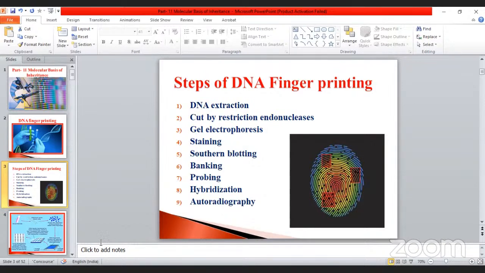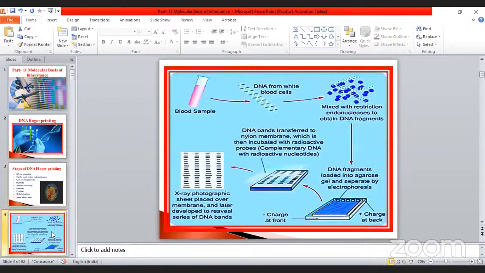Okay, next slide, you can see it. What are the simple steps they followed? See, first there is a test tube. The test tube contains the blood sample. Why are they collecting the blood sample, my dear students? Ajay, why are they collecting blood samples?